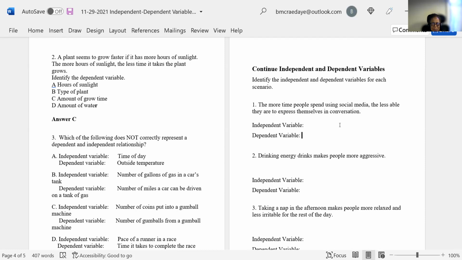They said the more time spent using social media, the less able they are to express themselves. So it looks like expressing themselves in conversation is affected by the time they spend using social media. So the independent variable would be the time spent on social media. And what does that affect? What does the time spent on social media affect? Ability to express. Yes. Okay.